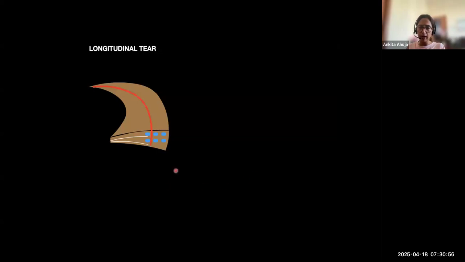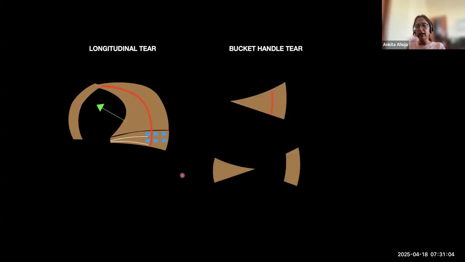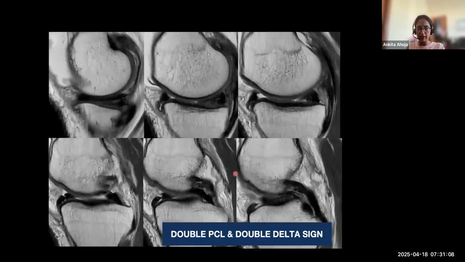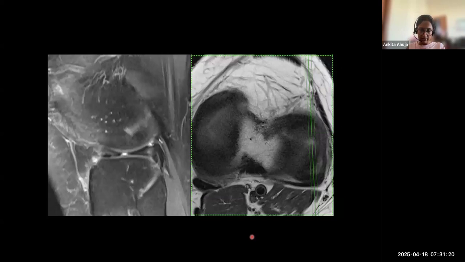So what happens with the longitudinal tear? This inner fragment becomes free and it flips inside in the intercondylar region, which gives us the extra piece in the intercondylar region, which is called a bucket handle tear. And as I told you, it gives an appearance of a double PCL and a double delta. So two anterior horns and two posterior cruciate ligaments gives the name double PCL and double delta sign.